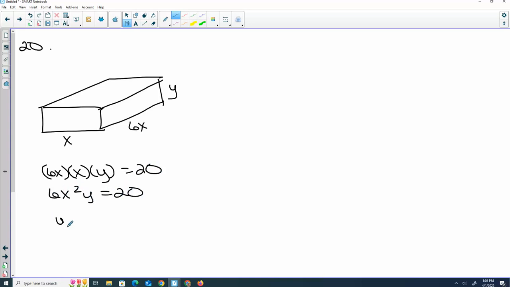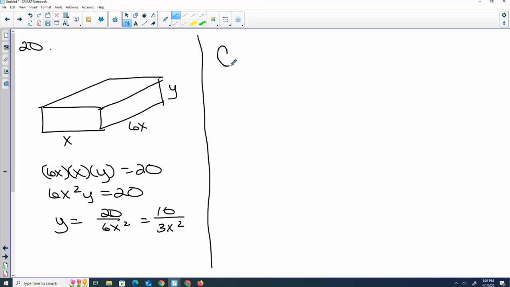We always try to solve for one of the variables. So that means y is 20 over 6x squared, or that reduces to 10 over 3x squared. We are trying to minimize the cost, so now we have to come up with a cost equation.